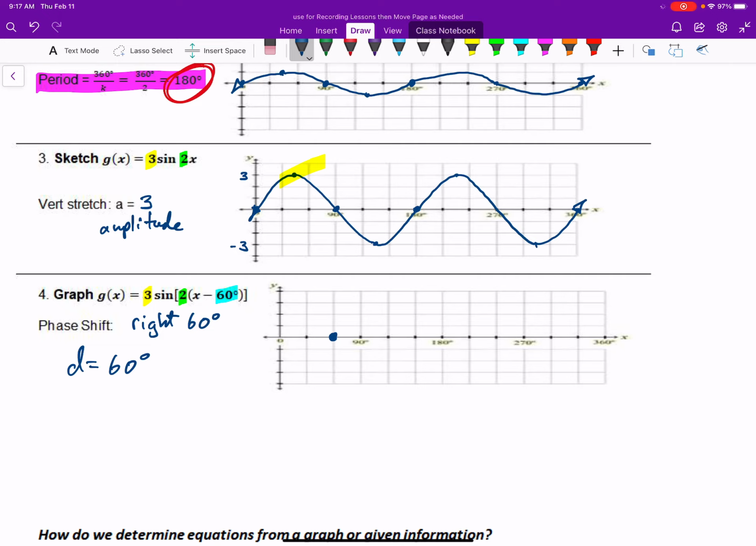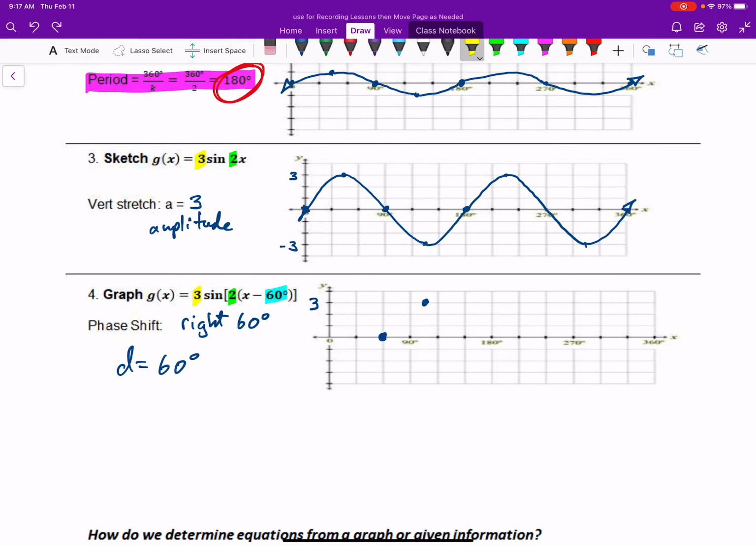An easy-ish way to do horizontal shifts, you just figure out what one unit on the scale is. So in other words, from here to here, where I'm highlighting in yellow, is 30 degrees. So if I have to shift right 60 degrees, I'm going to shift all my points 2 blocks to the right.